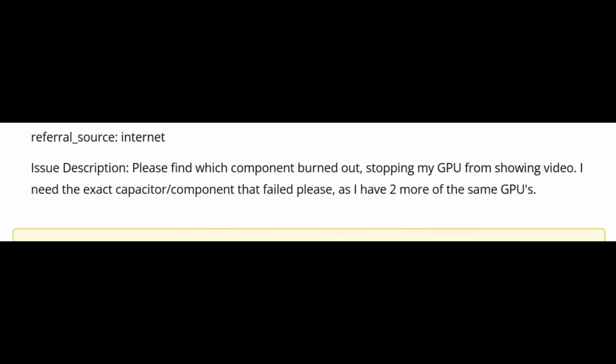The customer said, referral internet, description: Please find which component burned out, stopping my GPU from showing video. I need the exact capacitor component that failed, please, as I have 2 more of the same GPUs. What kind of talk is this?